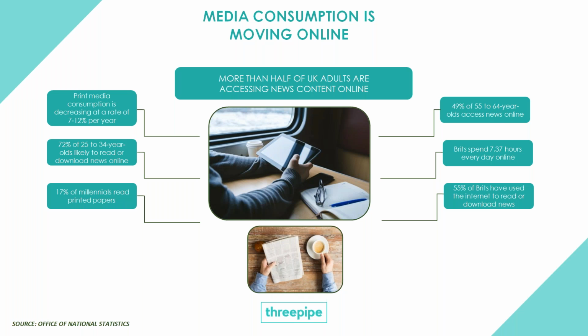So just to start, we thought we'd begin by looking at the media landscape, which we all know is constantly evolving, and it's no secret that media consumption is increasingly moving online. So we know print media is declining at a rate of 7 to 12% per year. Brits are spending around 7.4 hours a day online, so a majority of the working day. There's 72% of 25 to 34-year-olds and 49% of 55 to 64-year-olds that are accessing their news online. There's lots more opportunities for us to be reaching our target audience in new ways.